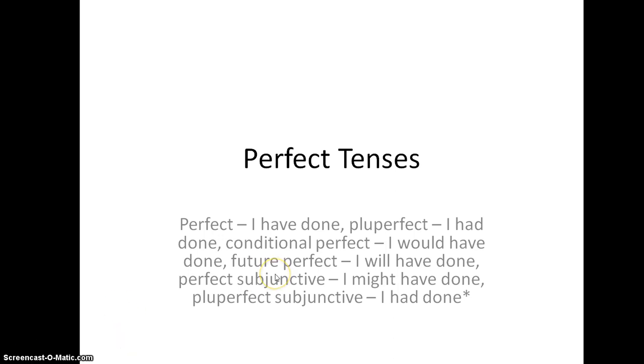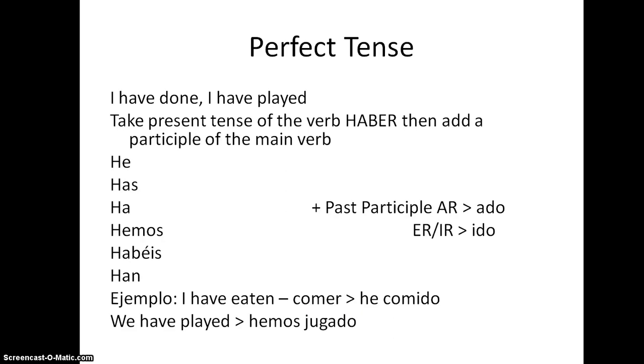Perfect subjunctive, I might have done, but you need triggers for this one. And the pluperfect subjunctive, I had done. Okay, so let's look at the perfect first. So the perfect tense is things where you'd say I have done or I have played. So it's exactly the same as in English.